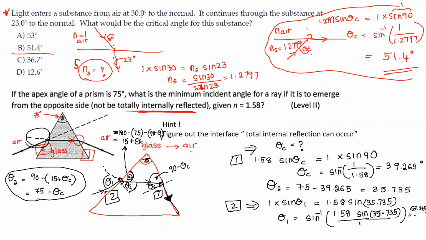So the answer, theta 1, is 67.335. Practice this problem a few times, because I saw in the lecture they have done a prism, but their prism was easier than this because they had given one of these angles. Okay, and this was an example from your textbook.